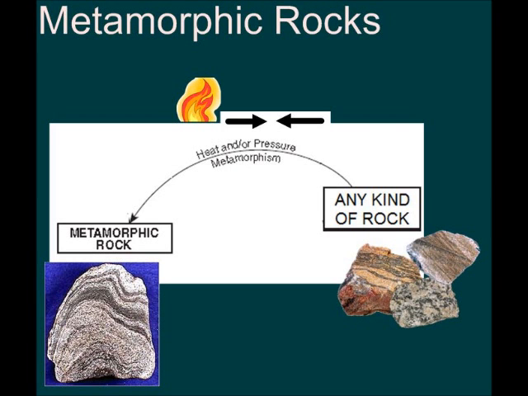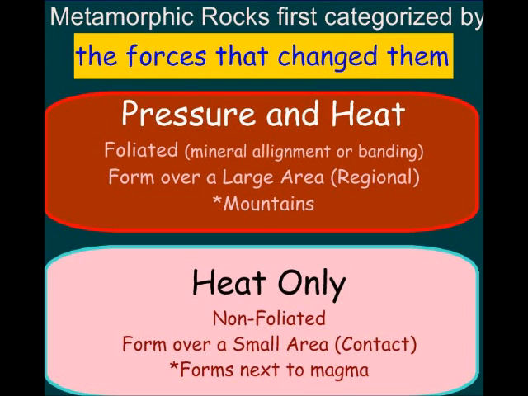The third type of rock is a metamorphic rock. Now, any kind of rock that undergoes enough heat and/or pressure can become a metamorphic rock. The first way that metamorphic rocks are categorized is by the forces that changed them. So sometimes rocks undergo pressure and heat, and that typically forms foliated rocks, which means that all the minerals in the rock are aligned or banded. This typically happens over a large area, which we call regional metamorphism. And really, when you think about this category, think about mountains being formed.